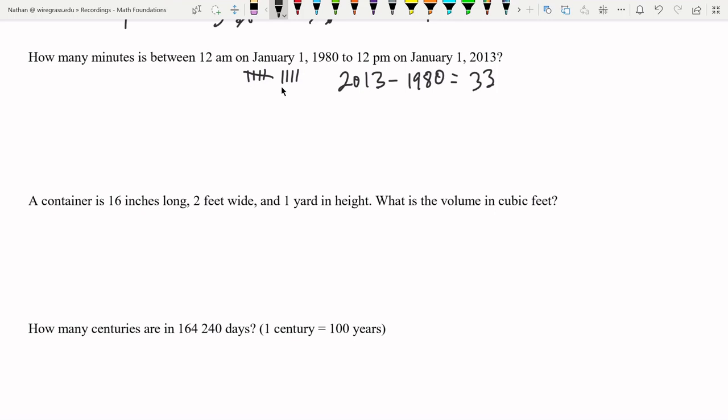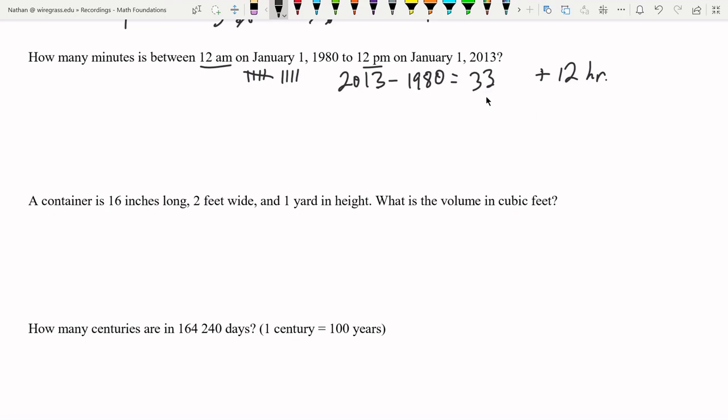Now, there's one more thing that I can see here, and that's 12 a.m. to 12 p.m. That means that 12 a.m. already has happened before this, and from 12 a.m. to 12 p.m. is an additional 12 hours. So there's an additional 12 hours on this time frame that we're considering.